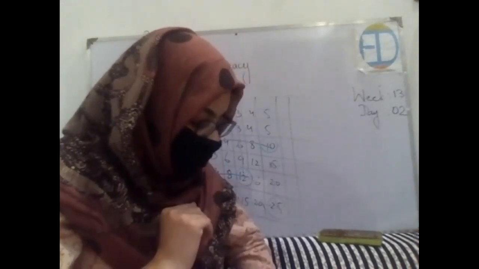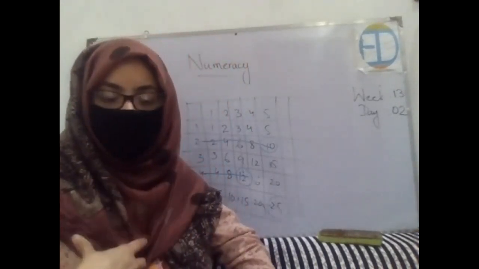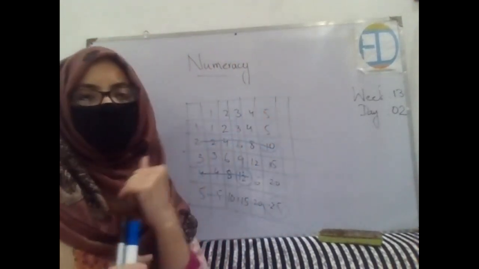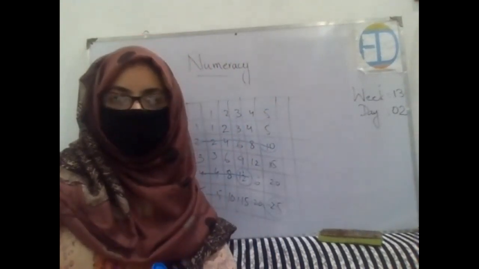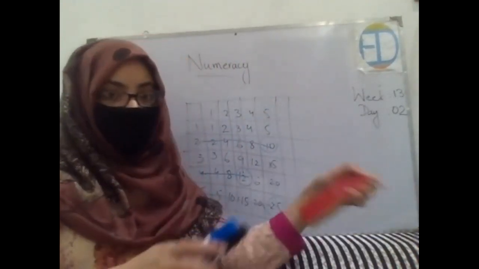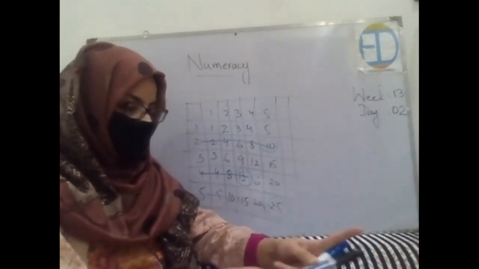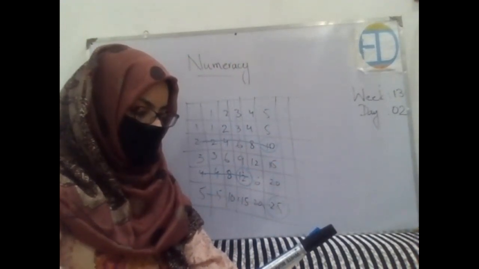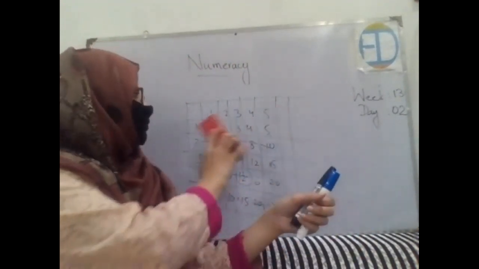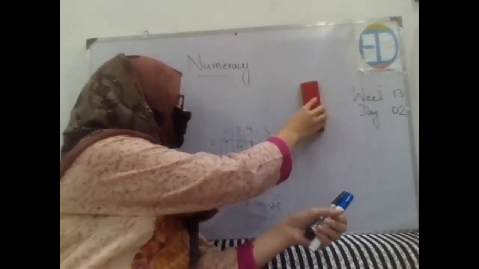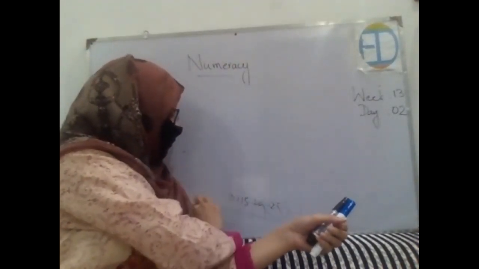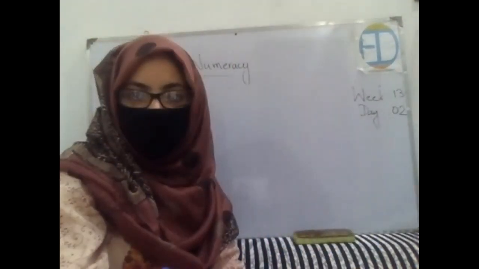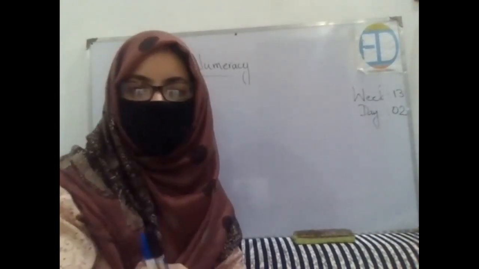Okay, so now I want all of you to take out your notebooks and make a multiplication table till 5, like I have made till 5. Hurry up. Let me know when you are done, okay? Yes, all of you are done? Okay, great. I'm going to share the screen again with you.